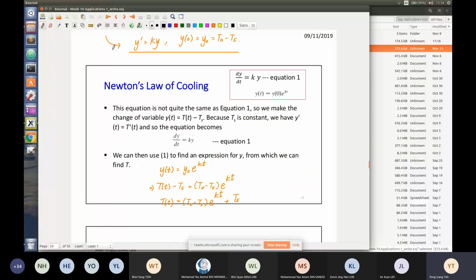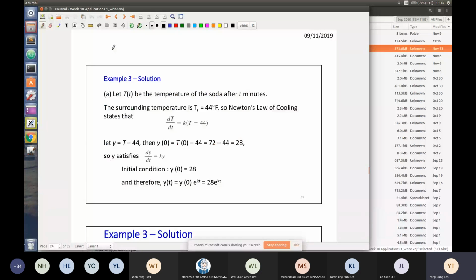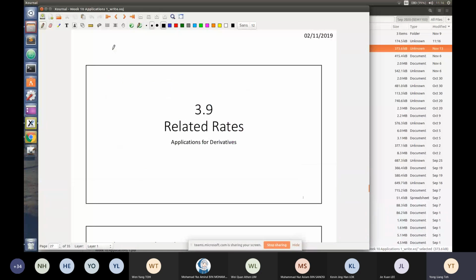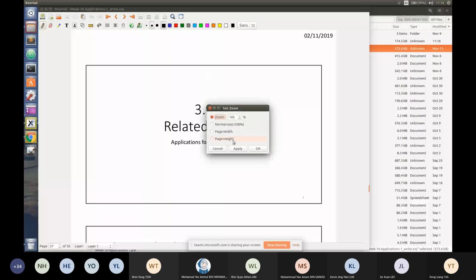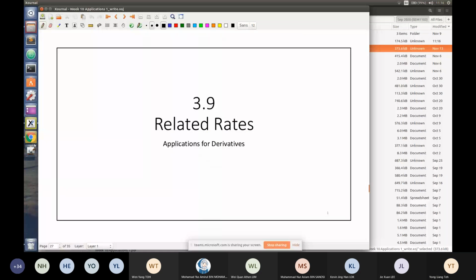So it touched on some of the applications, radioactive decay, population growth, as well as Newton's law of cooling already. So I'm just going to straight jump into related rates. Let me get back my chat box.